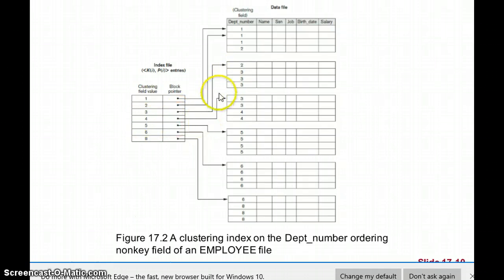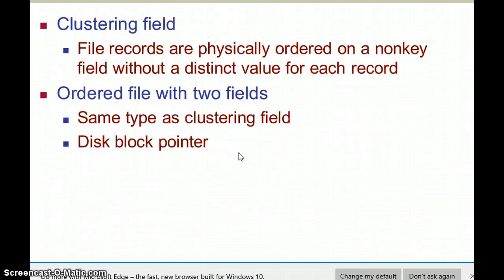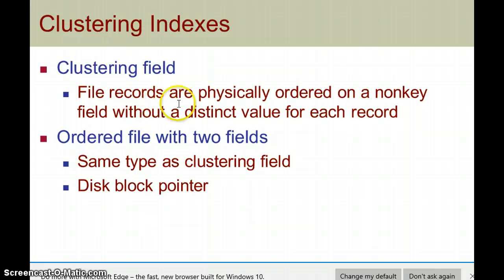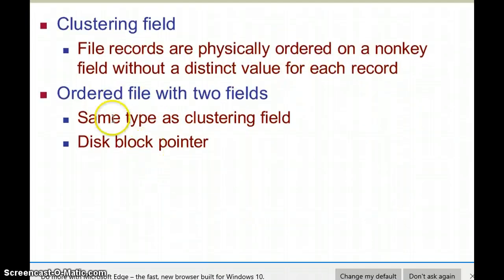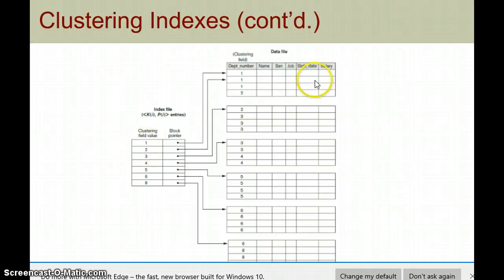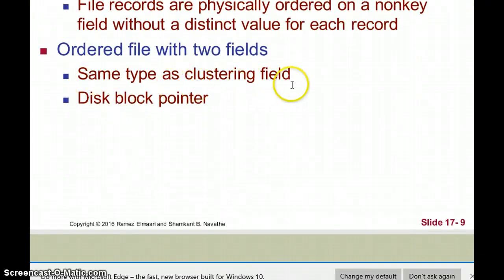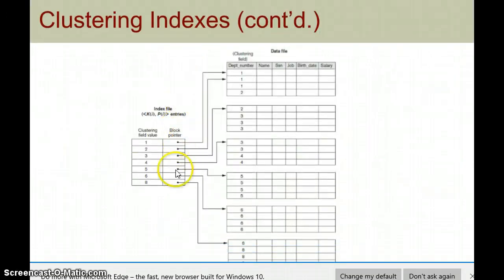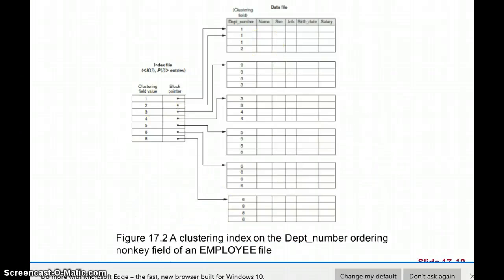And for department number 4, we will use the address of the 3rd block as the block pointer address of department number 4. So this is clustering indexing. We will summarize what is clustering indexing. In clustering indexing, file records are physically ordered on a non-key field without a distinct value for each record. And in the index file, there are two fields, and the file is ordered because we are not repeating the value. We only use one entry for each clustering value. So the first field is the same type as the clustering field, and the block pointer is the other field of the clustering index. So that's all about clustering indexing.